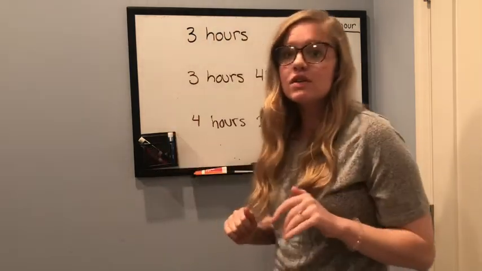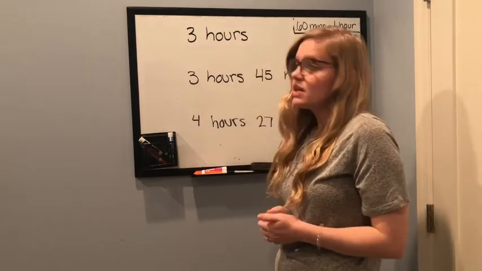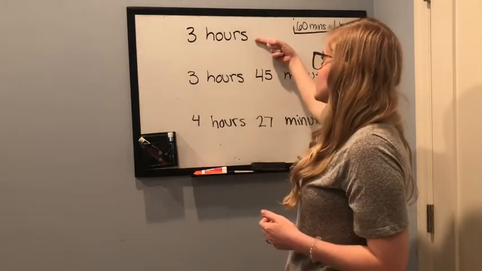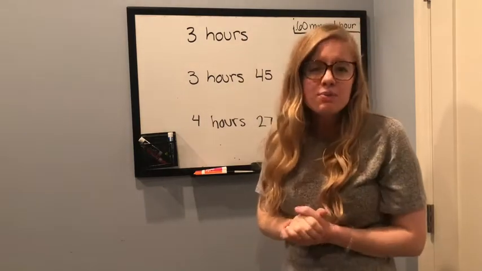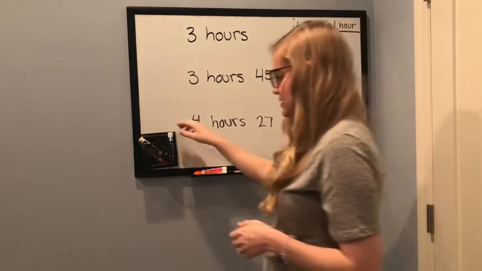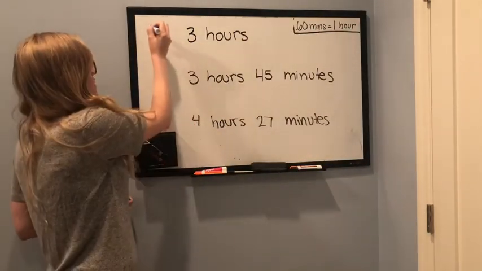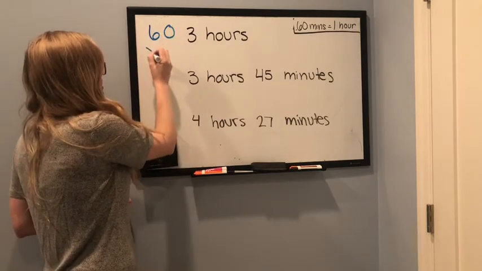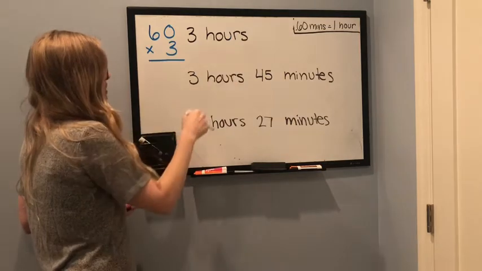So let's start off by converting hours into minutes. So if we have 3 hours, and we know that there are 60 minutes in 1 hour, there's a pretty simple way to solve that. We would simply do 60 times 3, right? We have 3 groups of 60 minutes.